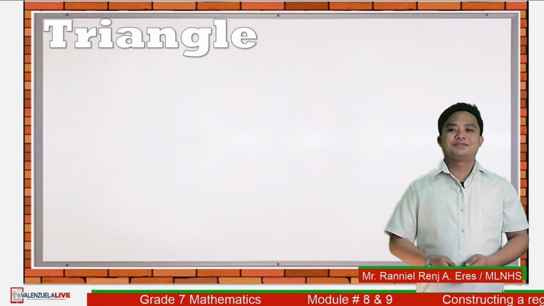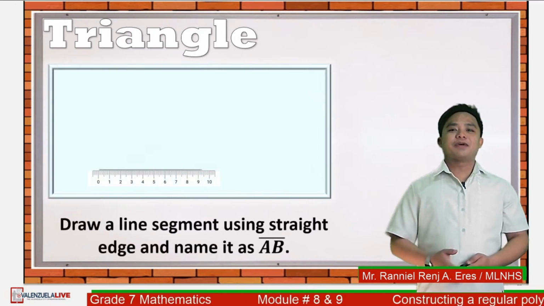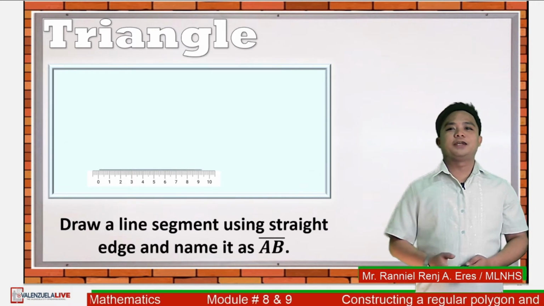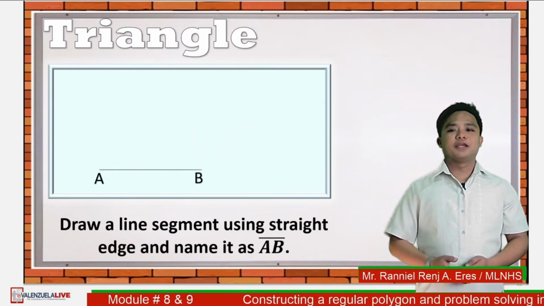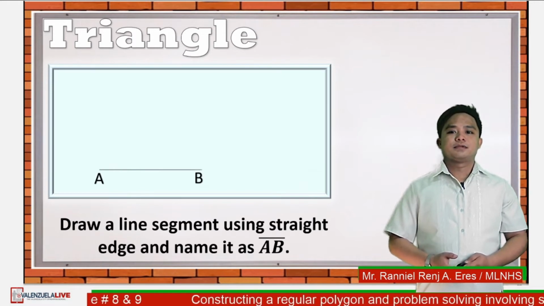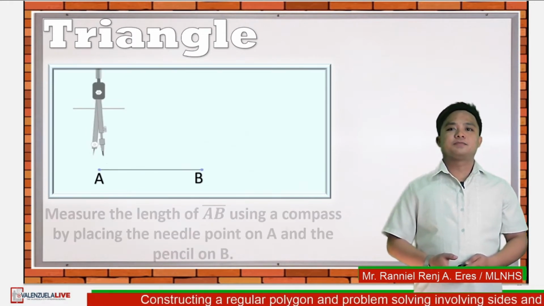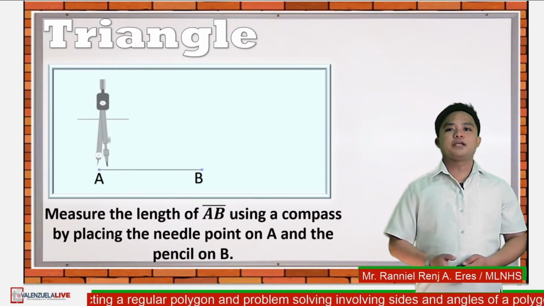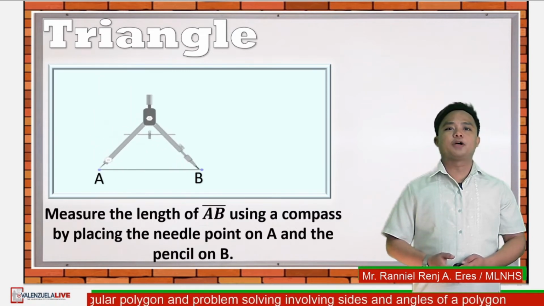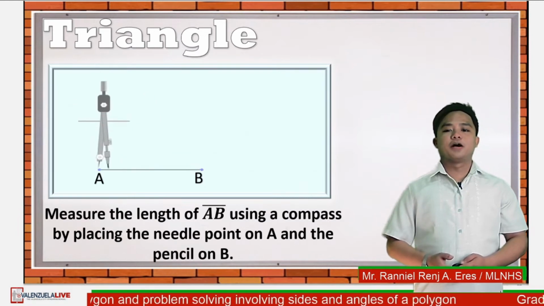So our first step is to draw a line segment using a straight edge and name it as line segment AB. Okay. Next is step 2. Measure the length of line segment AB using a compass by placing the needle point on A and the pencil on B.